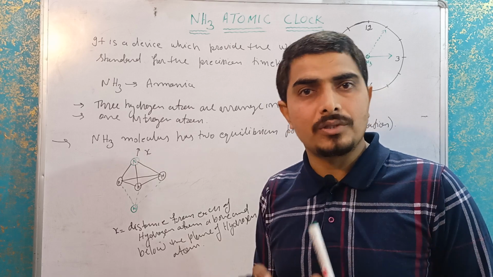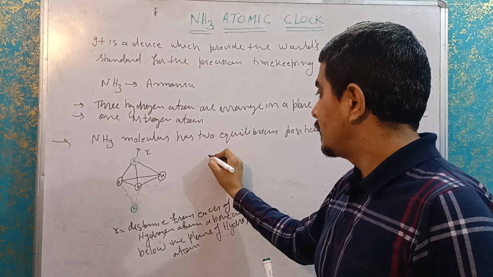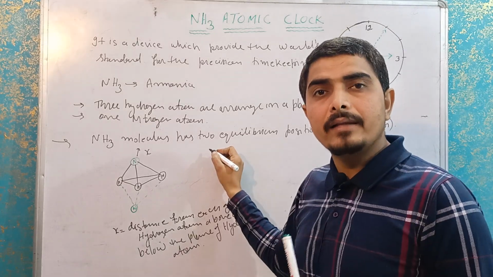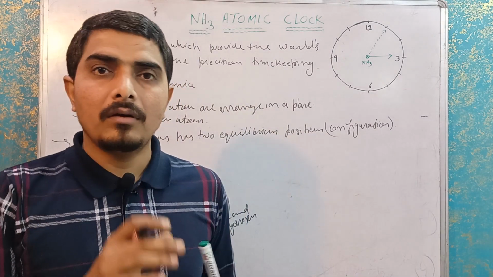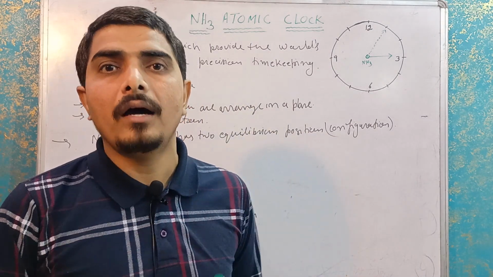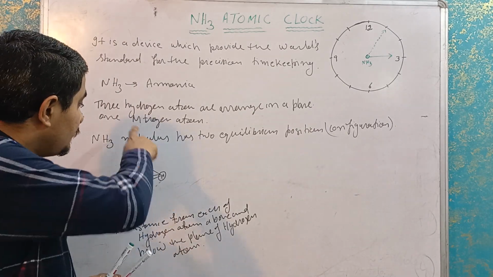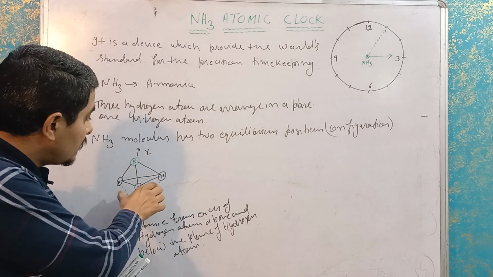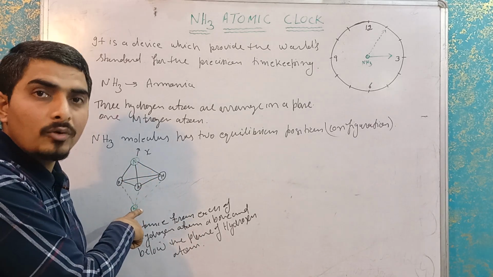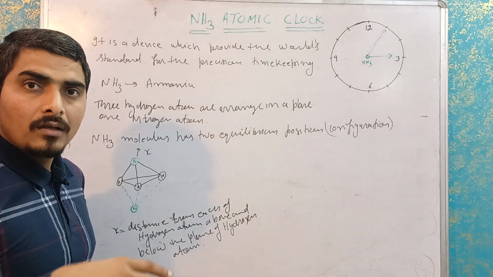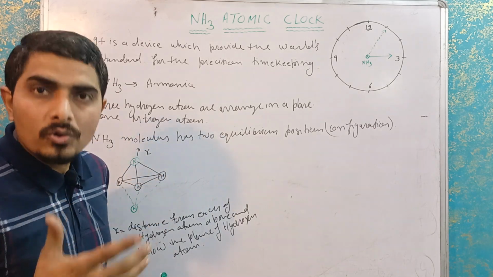Due to the change in the position of the nitrogen atom, there is a potential energy carried by the nitrogen atom, equidistant from all of the hydrogen atoms. Now the nitrogen atom oscillates between the two equilibrium positions. This is an equilibrium position and this is also an equilibrium position. There are two equilibrium positions about which the nitrogen atom vibrates or oscillates.